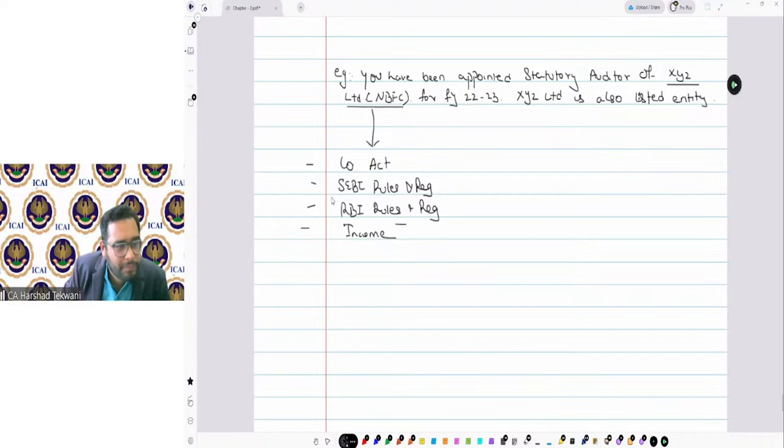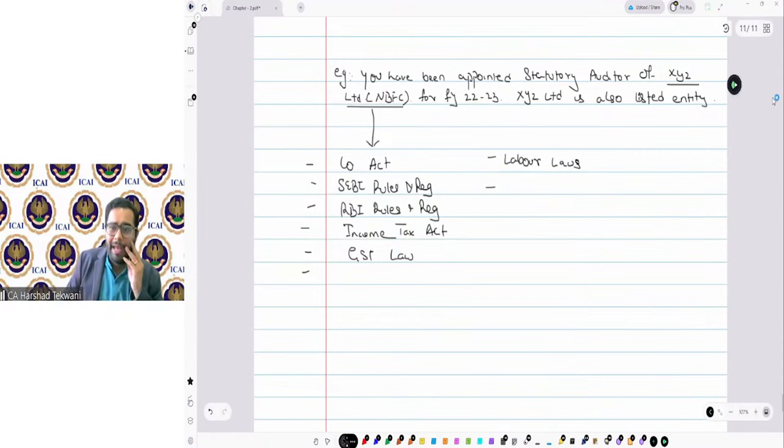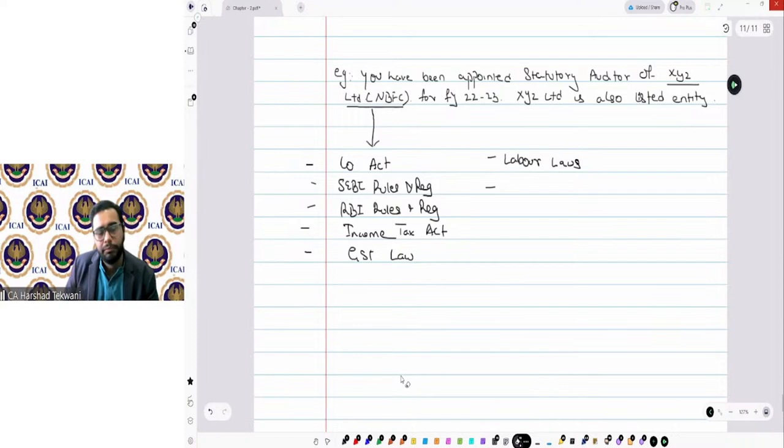Okay. Then GST laws and regulations, GST laws, various laws, regulations and everything. Okay. What else will be applicable to this particular entity? Which laws and regulations will be applicable? Good, Tanisha. Labor laws. So I'll write labor laws here. Next, anything else that would be applicable? Anything else do you think would be applicable here?